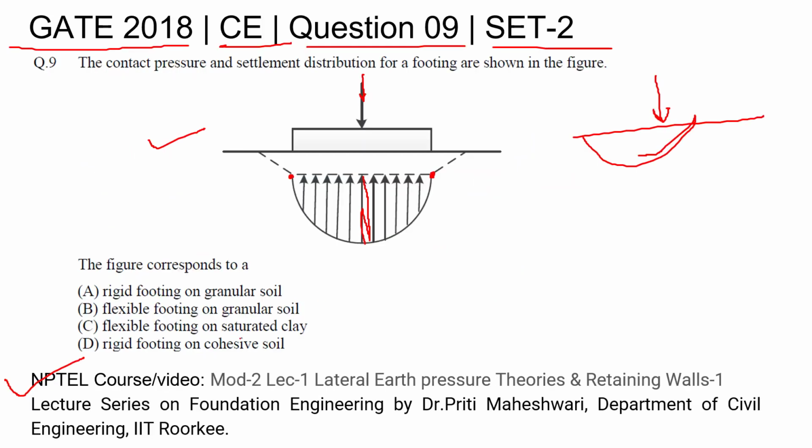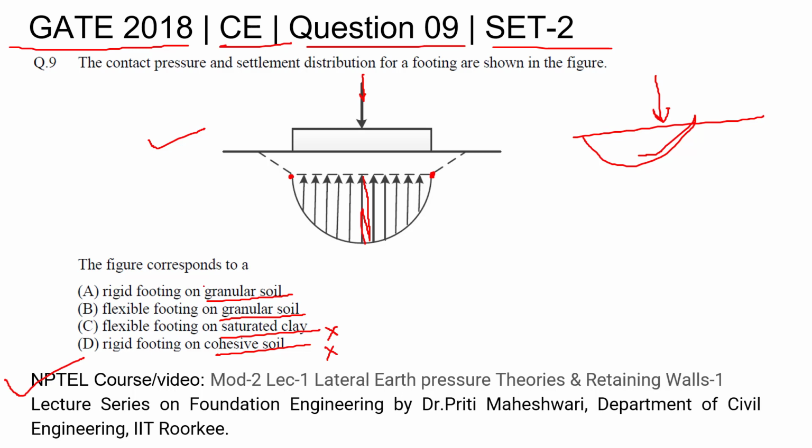So where are the options? We should look for sand. So granular soil, saturated clay, and cohesive soil. So options C and D are eliminated. So we have two options, that is rigid and flexible.